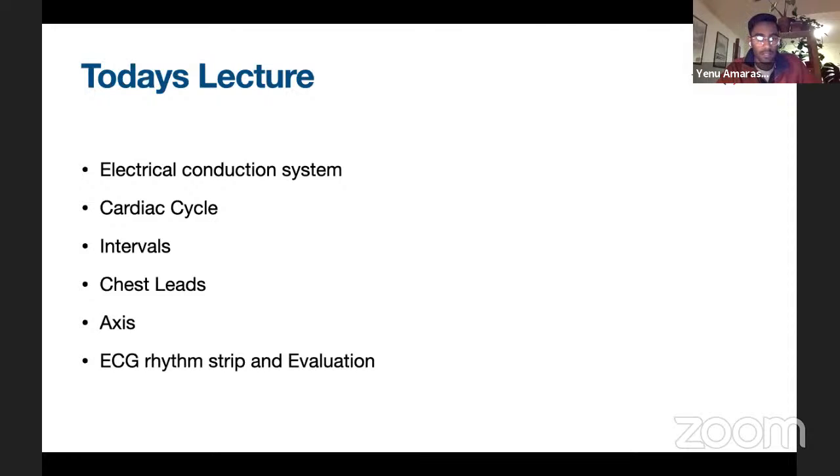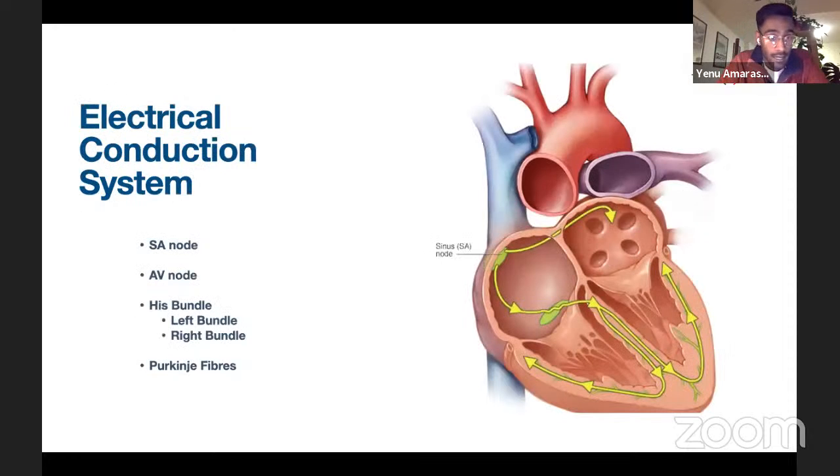Okay, so to start off with, you have the electrical conduction system. I guess many of you might already know it, but if you don't, you have the sinoatrial node, which is found in the crista terminalis, which is in the right atrium. It's near the opening of the superior vena cava into the right atrium. It's a collection of cells that generate some electrical activity and impulses, which go through the interatrial septum into the left atrium, and also send signals to the AV node.